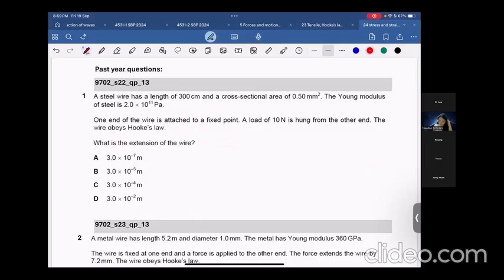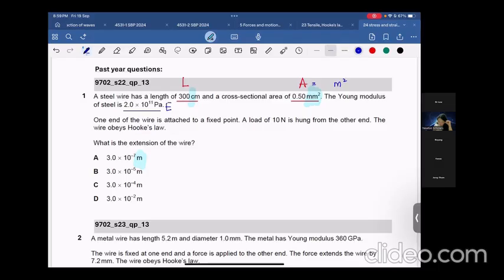A steel wire has a length of 300 cm. Be careful with the unit, cm. Here it is m, so we have to convert it. This one is your original length. The cross-sectional area is given, but please remember it is in millimeter square. Convert it into meter square. Then the Young modulus.